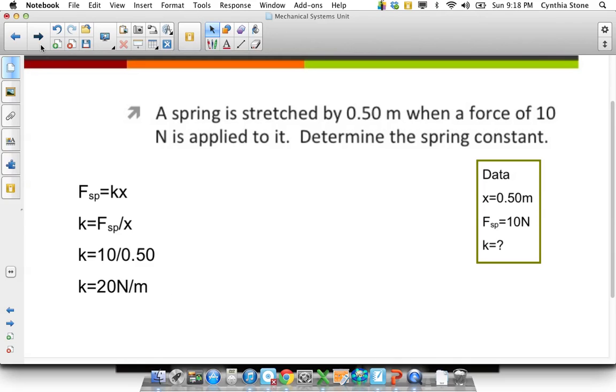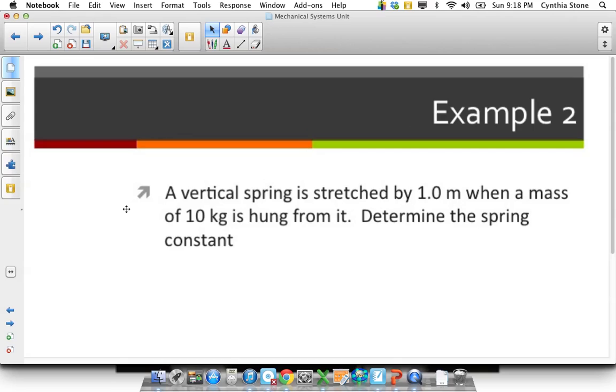Okay, one more example. This one is very common. This is if you have a spring that's being stretched by hanging something off of it. So this is, I call it a vertical spring. It would look like the very first spring I showed you in the picture. And it stretches 1 meter with a mass of 10 kilograms hanging from it, right? And so that mass must relate to a weight, and the weight would be the force pulling down on it, which means that would be your spring force.